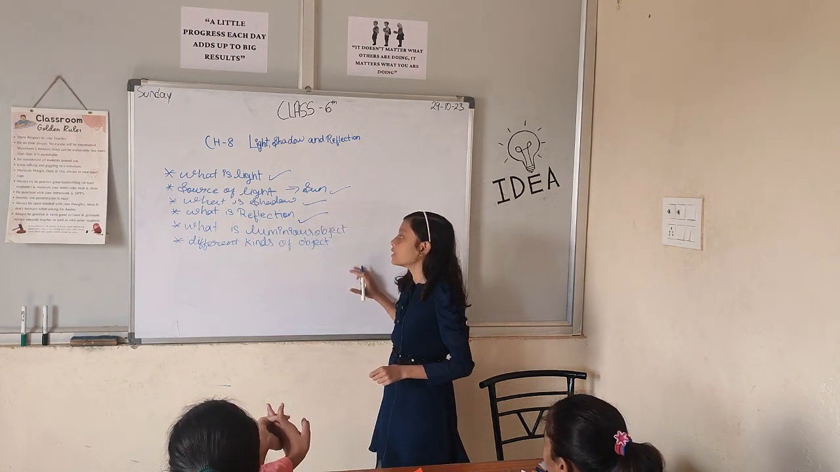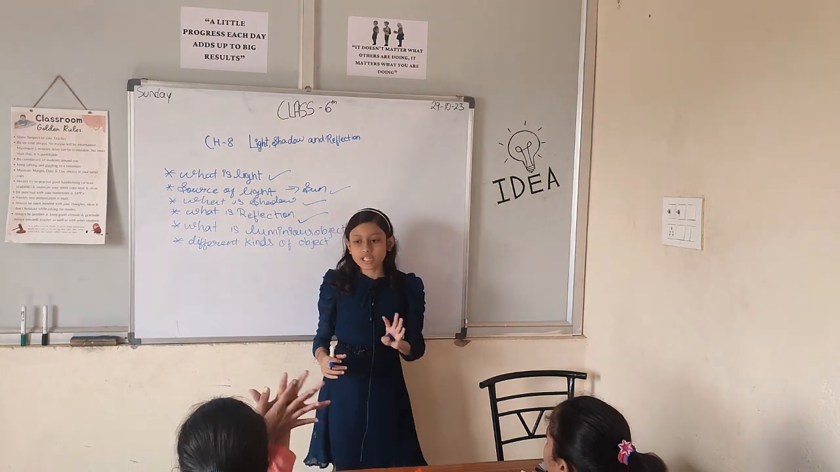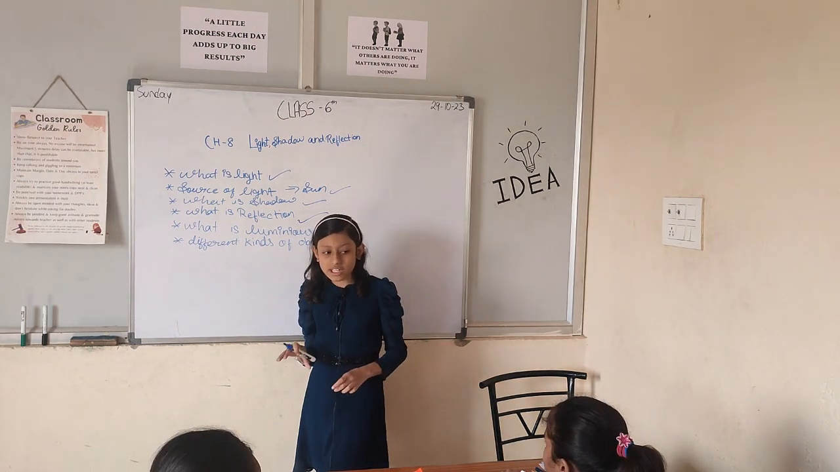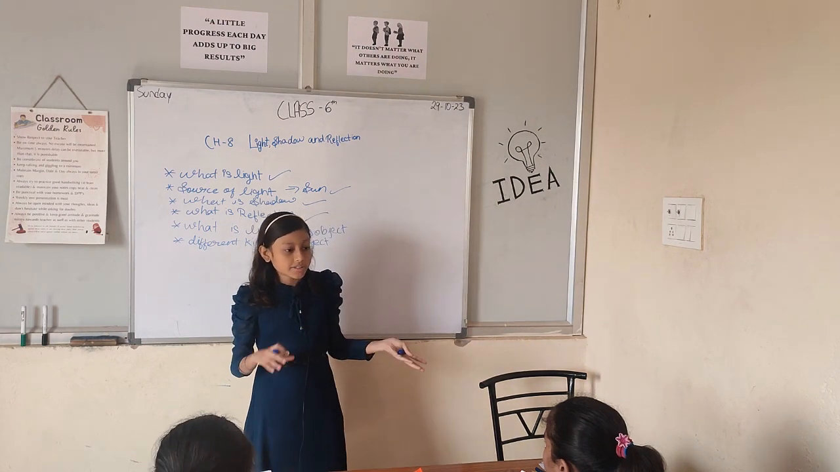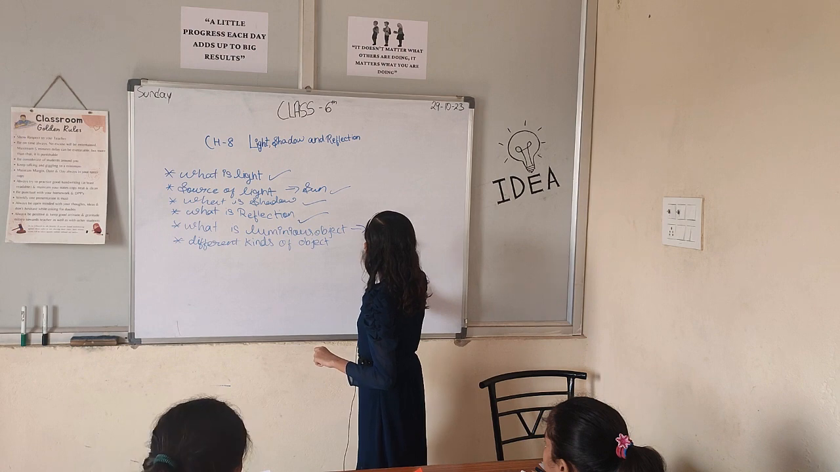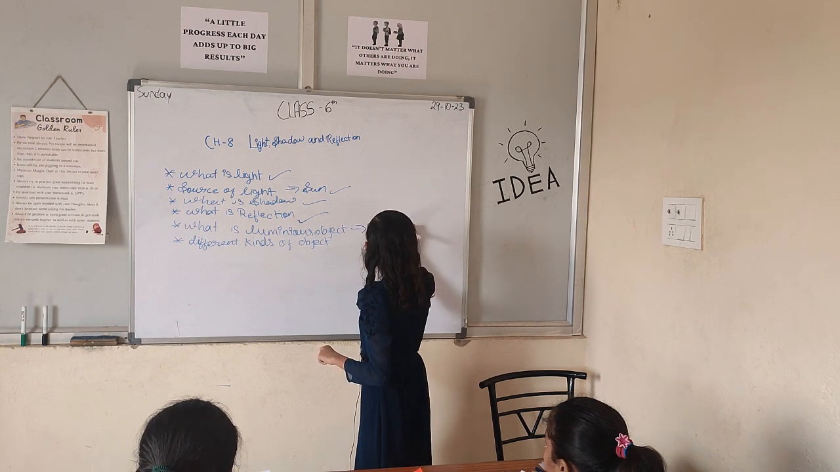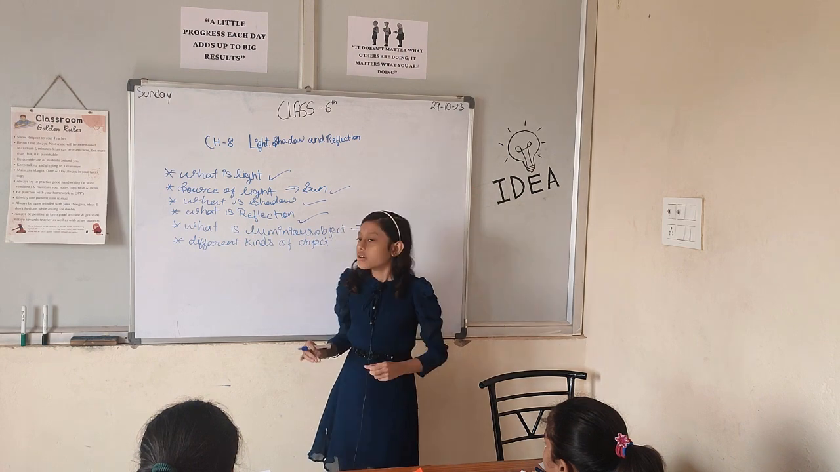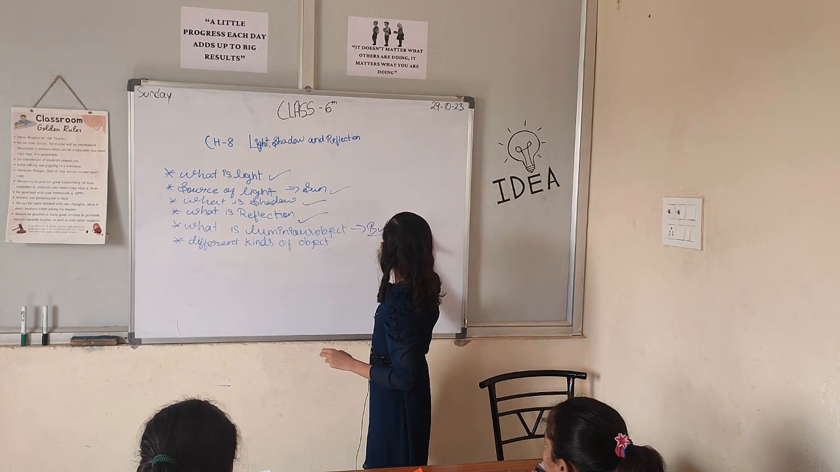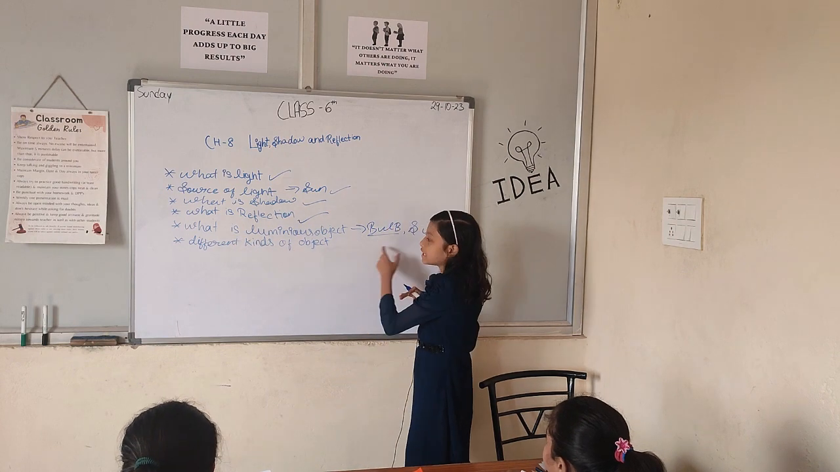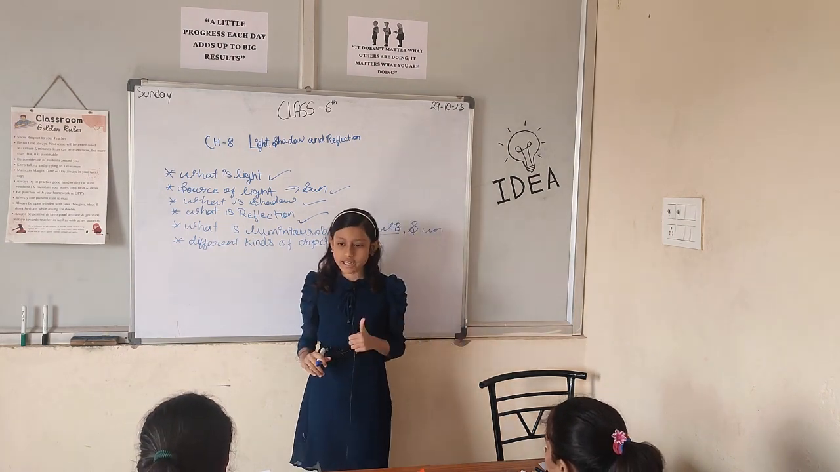So what is a luminous object? An object which emits its own light, like a bulb, gives its own light. The bulb or the sun are known as luminous objects. Okay, clear?